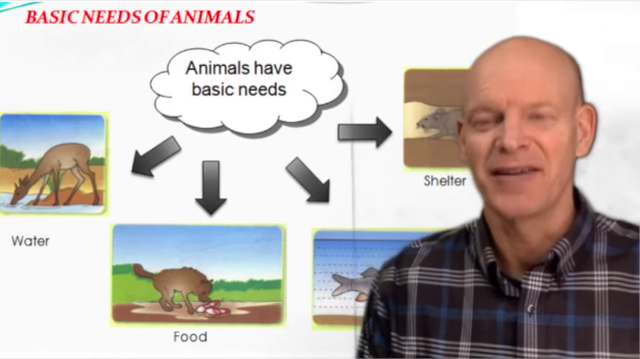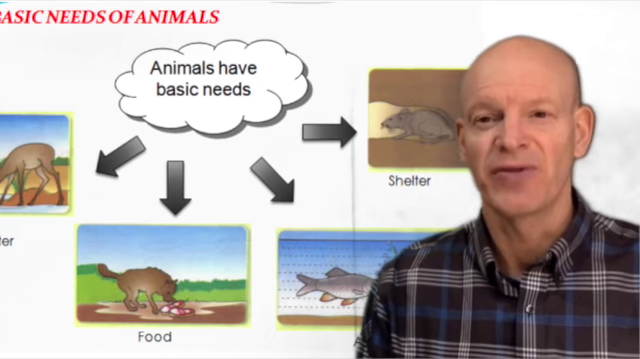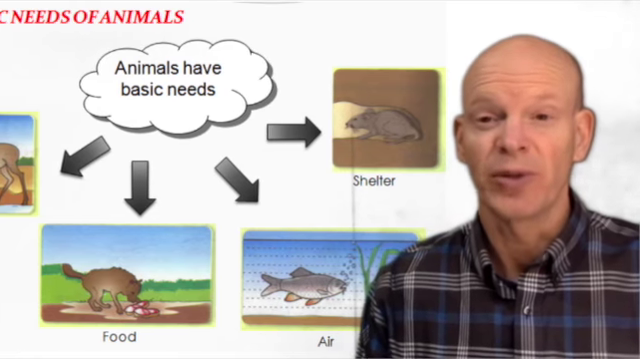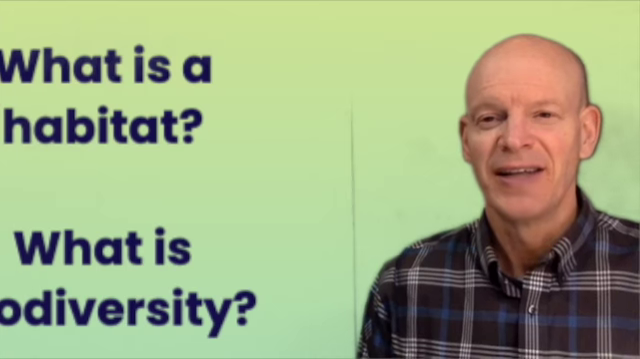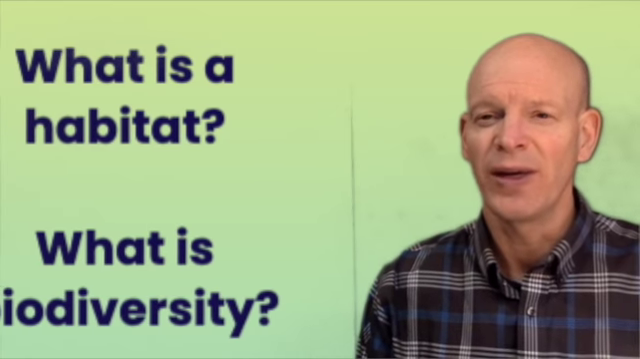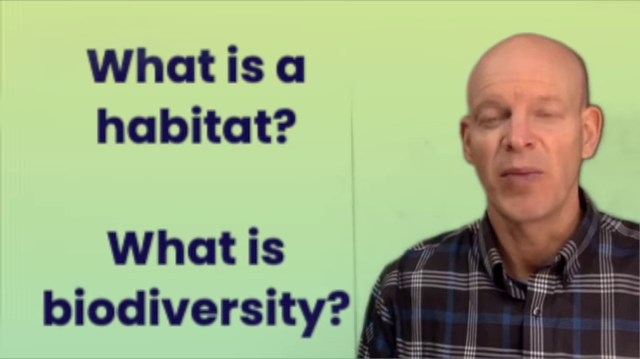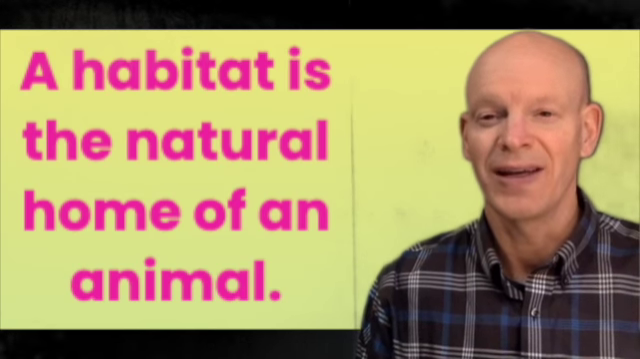In our last lesson, we talked about the basic needs that all animals have. Those four things they need: air, food, water, and shelter or protection in order to stay alive through their life cycle. Today, the questions that we have are: what is a habitat and what is biodiversity? So let's start with the first question, which is: what is a habitat?